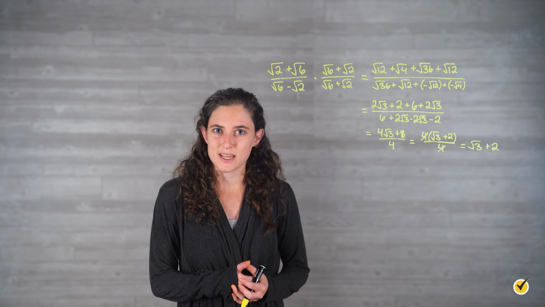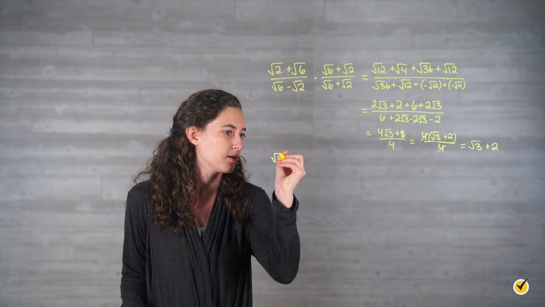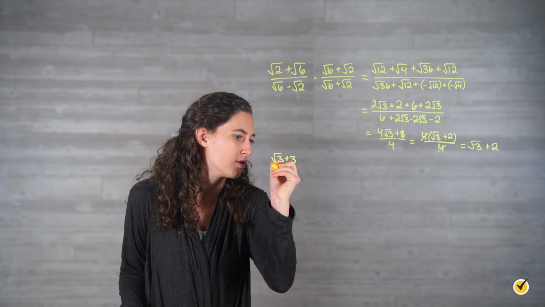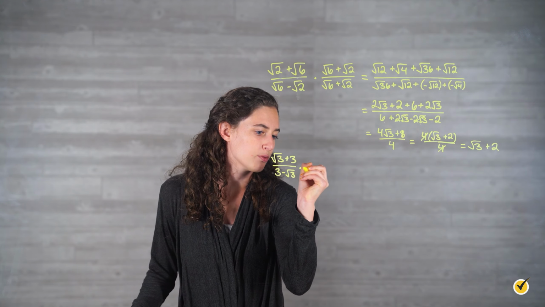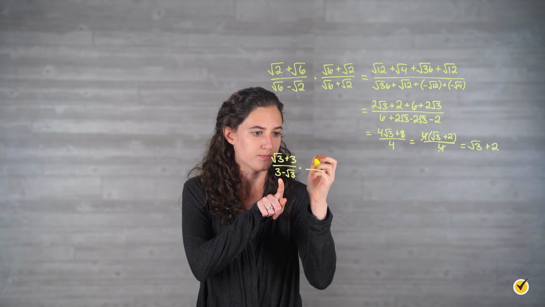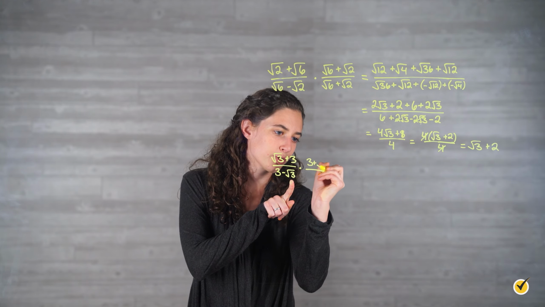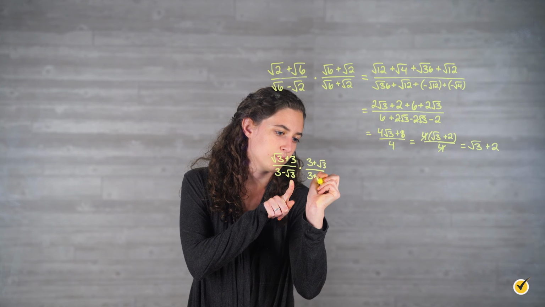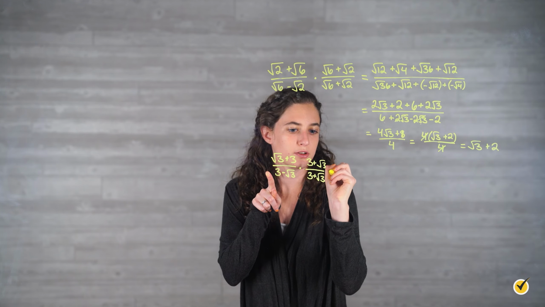Okay, now we'll do the same thing to the other one. So we had the square root of 3 plus 3 over 3 minus the square root of 3. Again, we're going to multiply by a fraction that has the conjugate in both the numerator and denominator. So the conjugate of 3 minus the square root of 3 is 3 plus the square root of 3. And now we're going to FOIL our numerators and denominators.